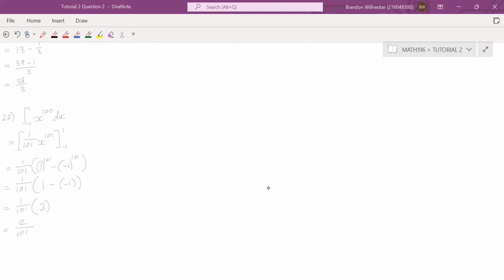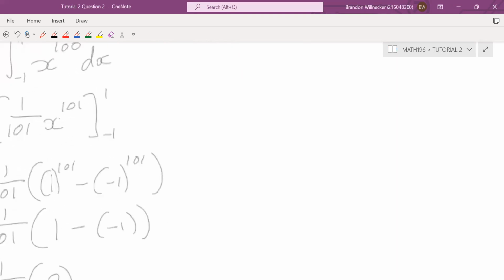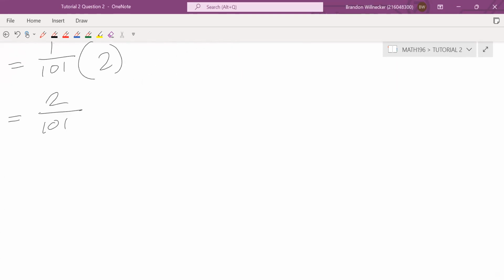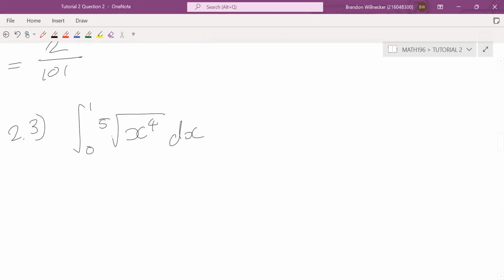Okay, so it's not too bad with the power rule. Let's look at the next one, 2.3. We have the integral from 0 to 1, the fifth root of x to the 4, dx. As it's written, we can't use the power rule because we've got an exponent and a root. That's messing it up a bit.